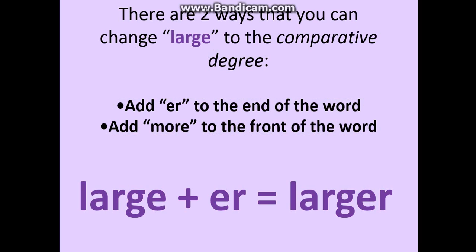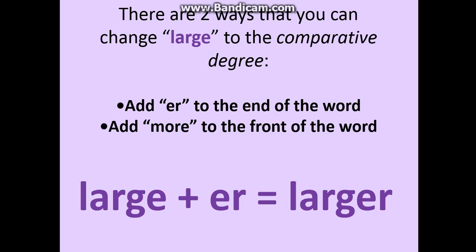For example, again, fast. When you want to compare something with something else, for example, you say that a car is faster than a bicycle. So we add er to the end of fast, so fast becomes faster.